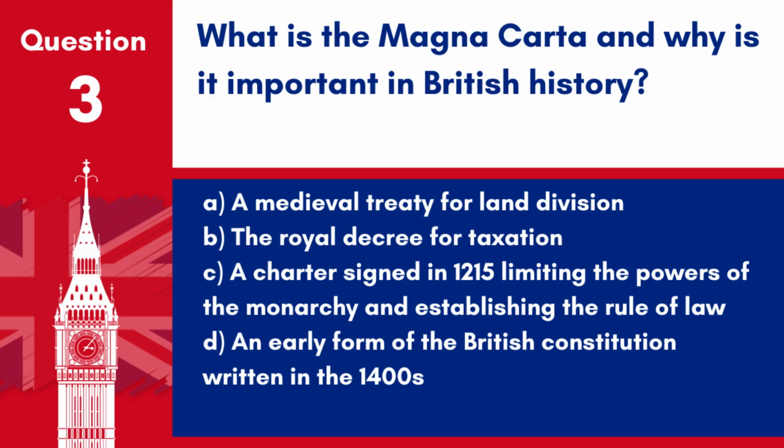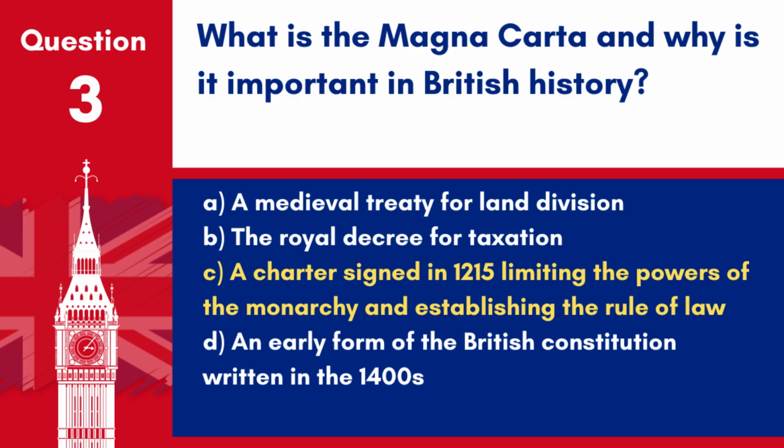Question 3. What is the Magna Carta and why is it important in British history? A. A medieval treaty for land division. B. The royal decree for taxation. C. A charter signed in 1215 limiting the powers of the monarchy and establishing the rule of law. D. An early form of the British Constitution written in the 1400s.